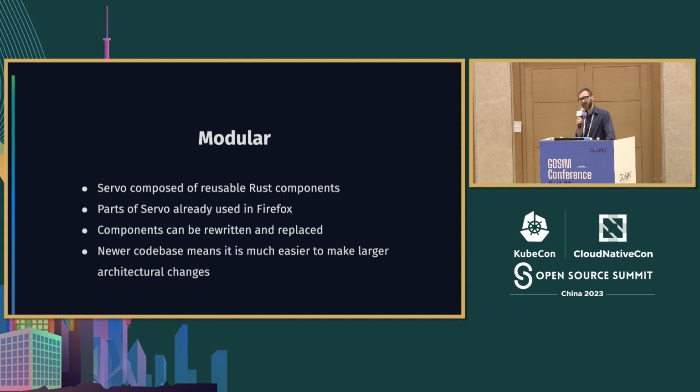Because Servo is newer and more modular, it has a smaller code base, components can be rewritten and replaced. Recently, we just replaced the entire TLS backend in Servo, and it was a small amount of work. And I would say that this is a common story in Servo. If you tried to do a project like that in a larger browser, it would be a big effort. In general, a newer code base means that it's much easier to make changes to the architecture. And if you have an interesting idea for how to render the web, Servo is a great place to experiment with that.